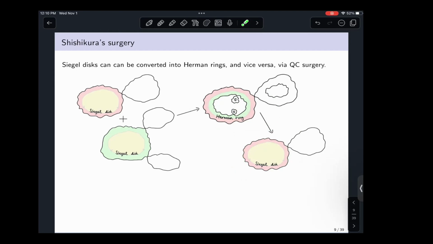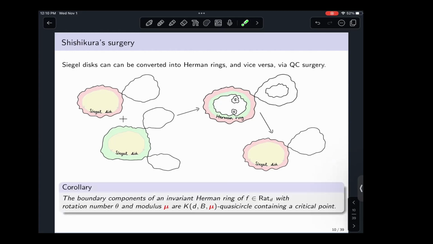So some results earlier on the fact that Siegel disks with bounded type rotation number are quasi-disks. I also have a similar result for Herman rings. So by this surgery procedure, I can transfer fairly easily. And now I have this statement that if I have a rational map, and this rational map has an invariant Herman ring of bounded type rotation number, now again, the boundary components are quasicircles containing a critical point.